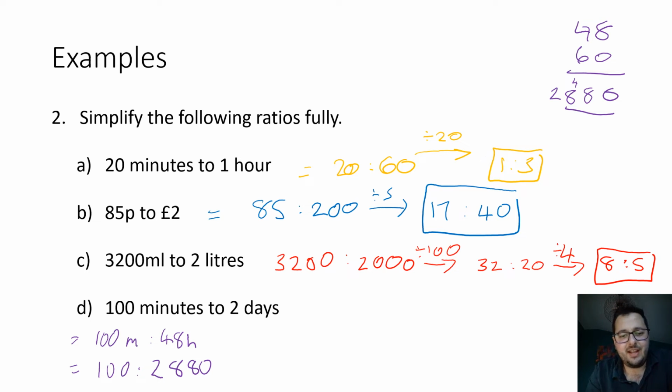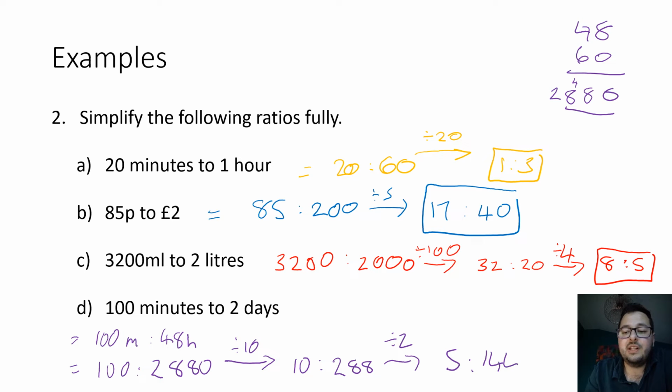We can definitely divide both by 10. So this is going to work out to be 10 to 288. And then I can divide by 2. Divide by 2, and we're going to end up with 5 to 144. And I think that's the simplest I can make it. All right, so that's ones where we have to change the units.